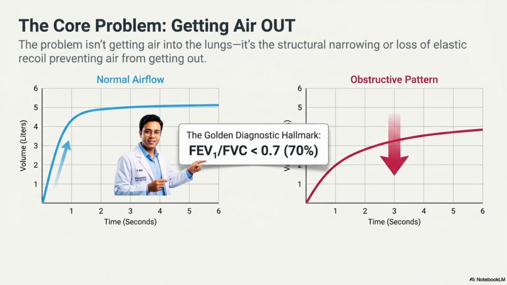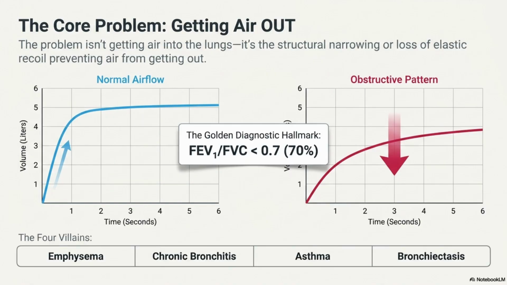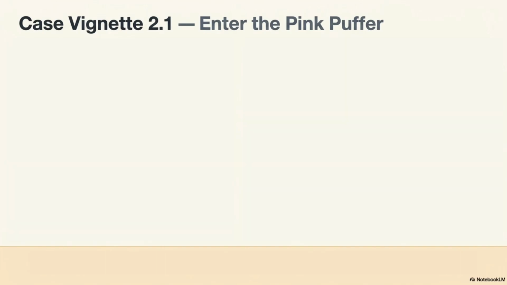This brings us to the golden diagnostic hallmark of obstructive diseases, an FEV1 to FVC ratio of less than 0.7 or 70%. When you see this pattern, you need to think of what I call the four villains: emphysema, chronic bronchitis, asthma, and bronchiectasis. Let's meet our first villain with this case vignette.